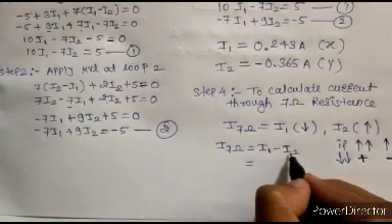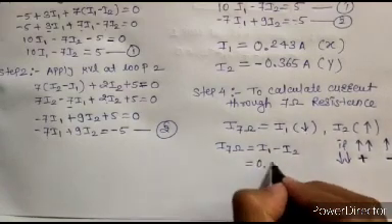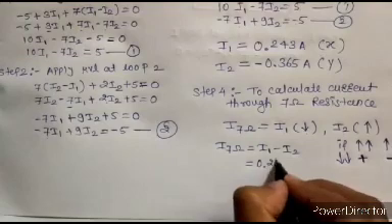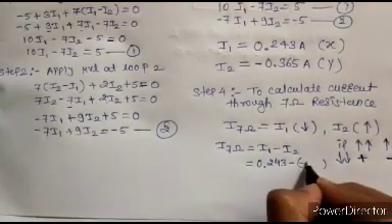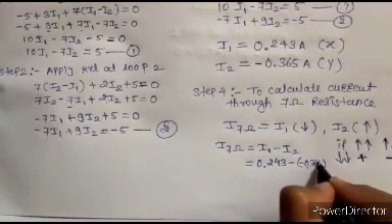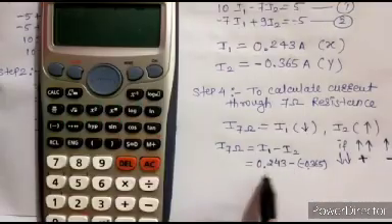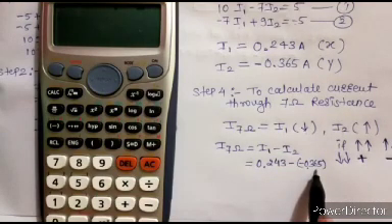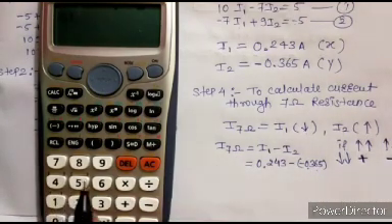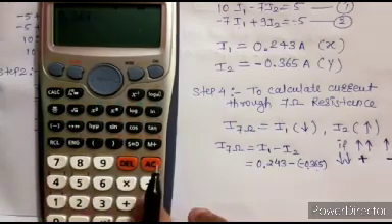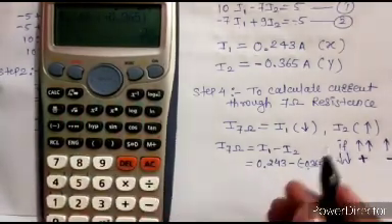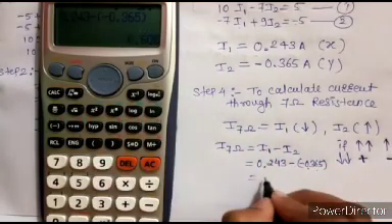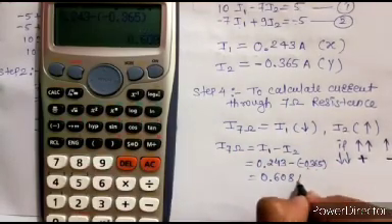So put the values of I1 and I2. The value of I1 is 0.243, minus the value of I2, which is minus 0.365. Put this in the calculator: 0.243 minus, in brackets, minus 0.365 is equal to 0.608 ampere.